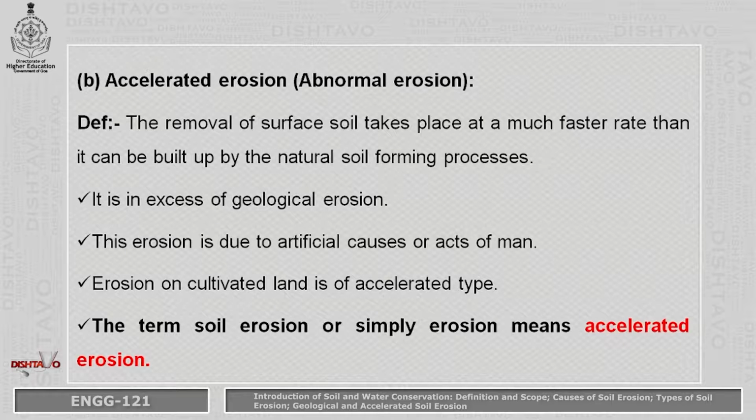Second important type of erosion is accelerated erosion, meaning abnormal erosion. The removal of soil takes place at a much faster rate than geological erosion. It is called accelerated erosion. It is in excess of geological erosion. This erosion is due to artificial causes or acts of man. This erosion happens on cultivated land. That is, whatever erosion takes place on the cultivated land is called accelerated erosion. And finally, the term soil erosion simply means accelerated erosion. We are not considering geological erosion here.